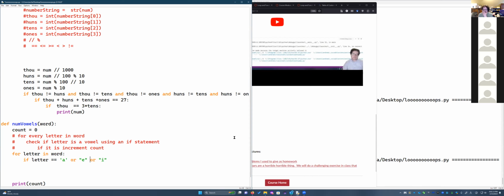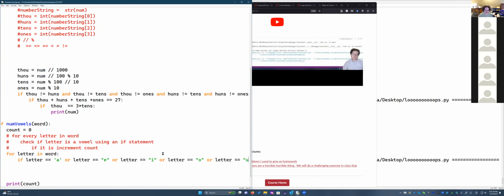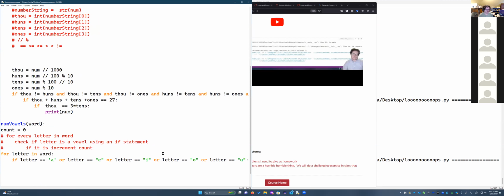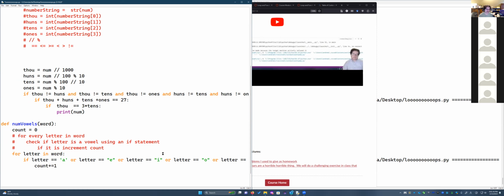Somebody's asking the correct question: is there a way to simplify this? Well, let me write it out the long way and then I'll write it the short way. If letter is equal to E or I or letter equals O or letter equals U. Oof, that's a big one. Count plus equals 1. Increment count by 1.